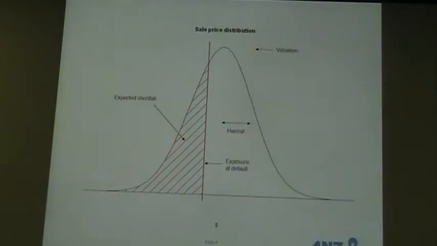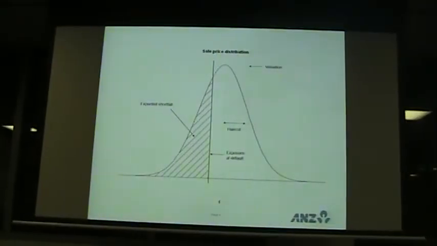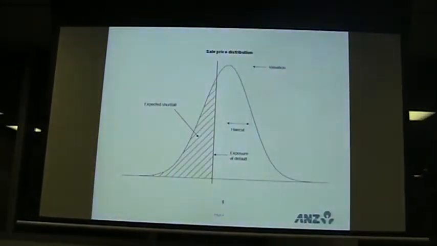Okay, so just to demonstrate as a picture what I'm talking about, you've got a line there which is the valuation, so that's what you think the property is actually worth. The bell curve represents what the random sale price might be. This random distribution has some kind of expected value. The difference between the expected value and the valuation is a haircut. The red line is how much you actually owe.